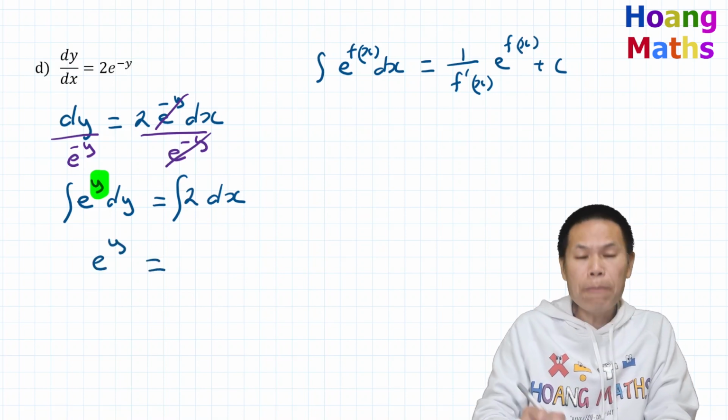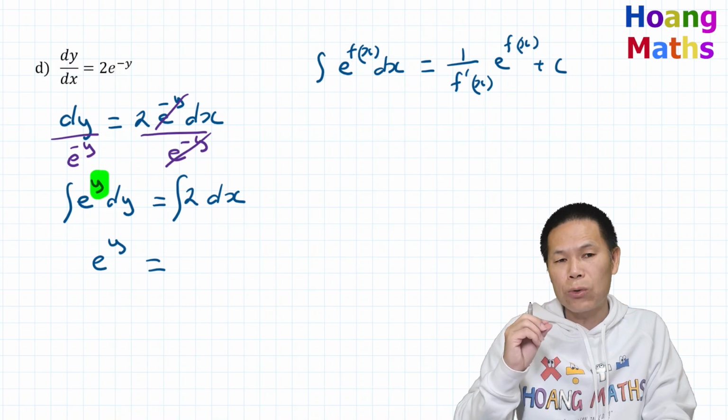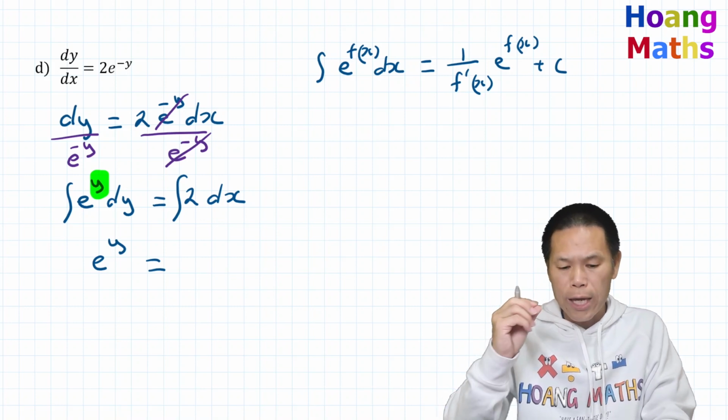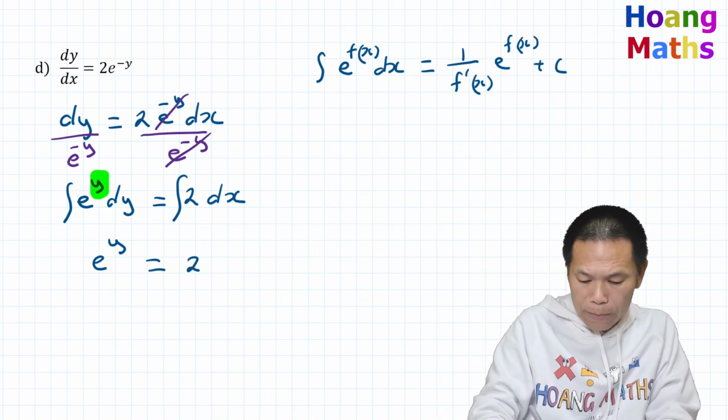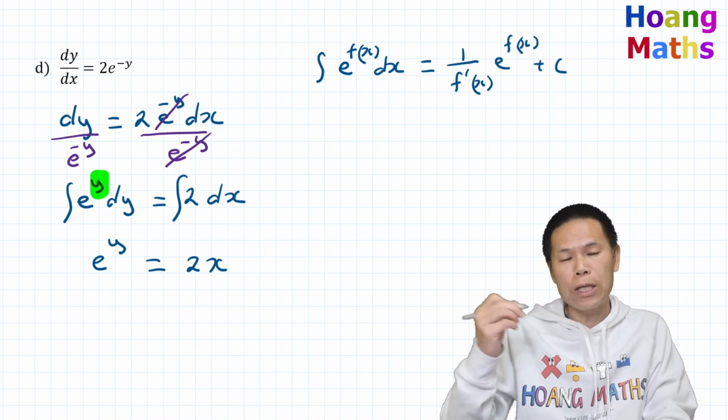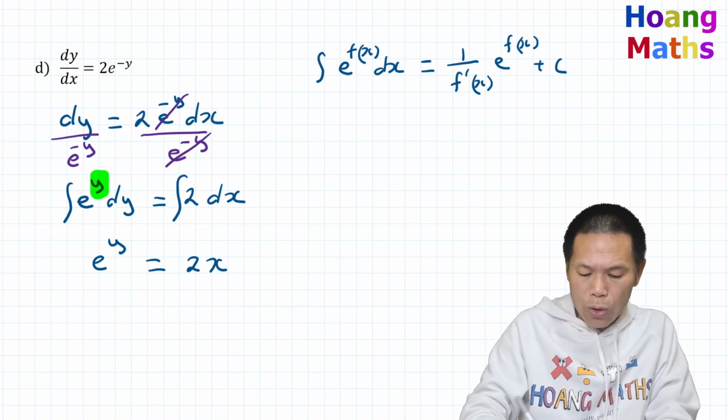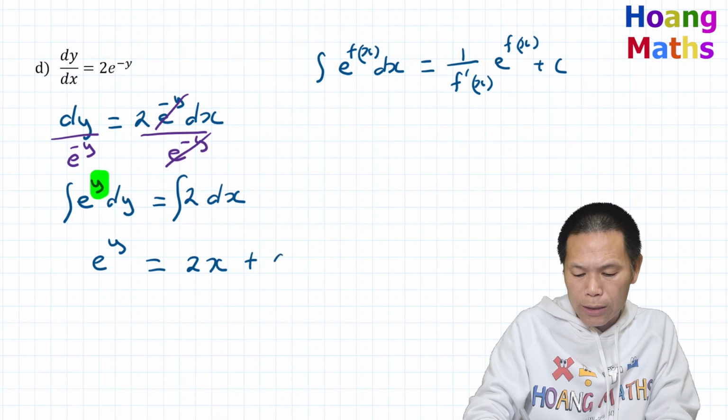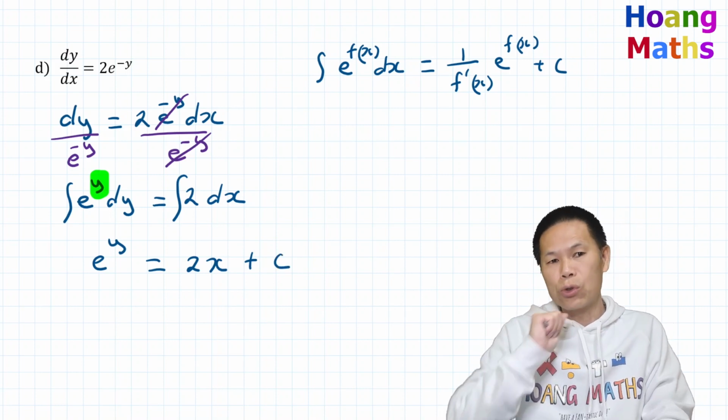So that will give me, integrate 2 with respect to x will give me 2x. So 2x. And of course, we finish with integrations. Don't forget, we always need to add a constant. So now we just need to solve for y.